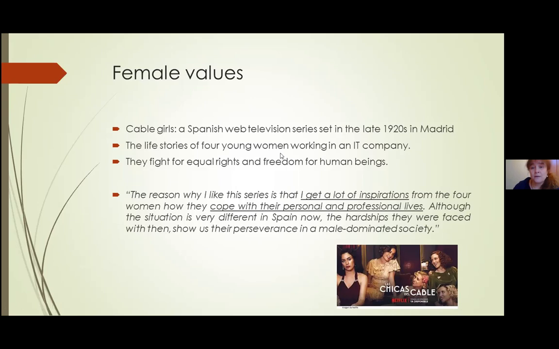So this student has written that she got a lot of inspiration from the 4 women, how they cope with their personal and professional lives. And even though, as she said, the situation is different, they can show us how women can survive in a male-dominated society. This series perfectly reflects the atmosphere and strict rules of the age. In Spain, social and industrial development began with great difficulty.